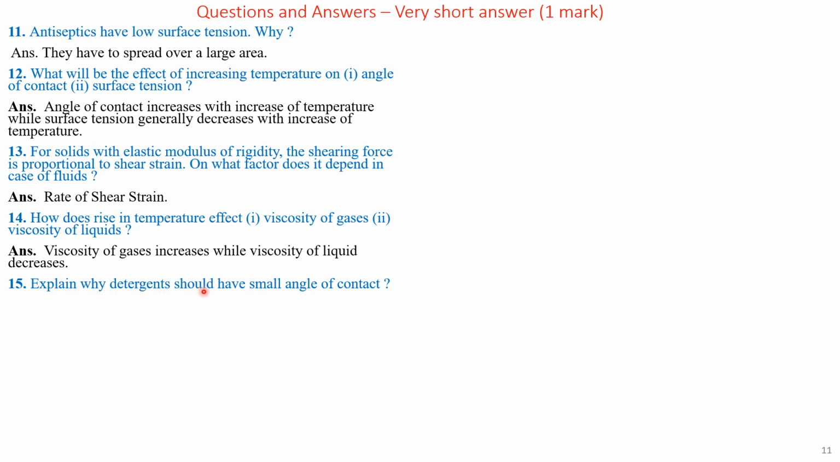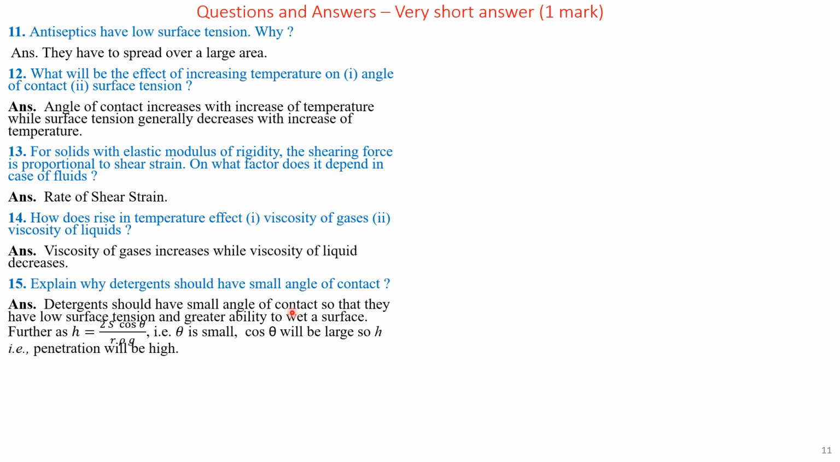Question number 15. Explain why detergent should have small angle of contact. Detergents should have small angle of contact so that they have low surface tension and greater ability to wet the surface. Further, as we have seen earlier, h is equal to 2S cos theta by rho r g. If theta is small, cos theta will be large. So h, that is penetration, will be high.